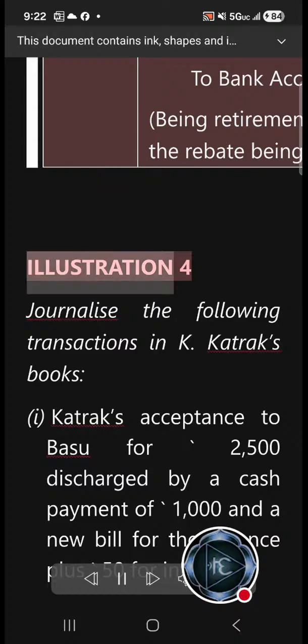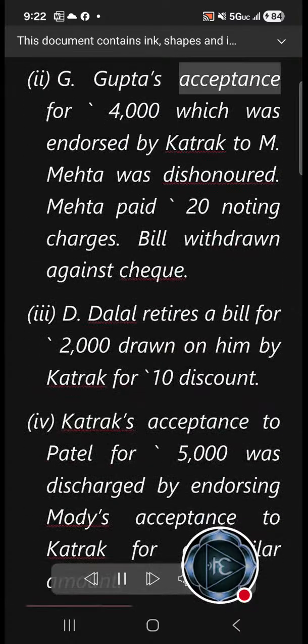Illustration 4. Journalize the following transactions in Katrak's books. Katrak's acceptance to Basu for 2,500, discharged by a cash payment of 1,000 and a new bill for the balance plus 50 for interest. Gupta's acceptance for 4,000, which was endorsed by Katrak to Mehta was dishonored. Mehta paid 20 noting charges. Bill withdrawn against check. Dalal retires a bill for 2,000 drawn on him by Katrak for 10 discount. Katrak's acceptance to Patel for 5,000 was discharged by endorsing Modi's acceptance to Katrak for a similar amount.